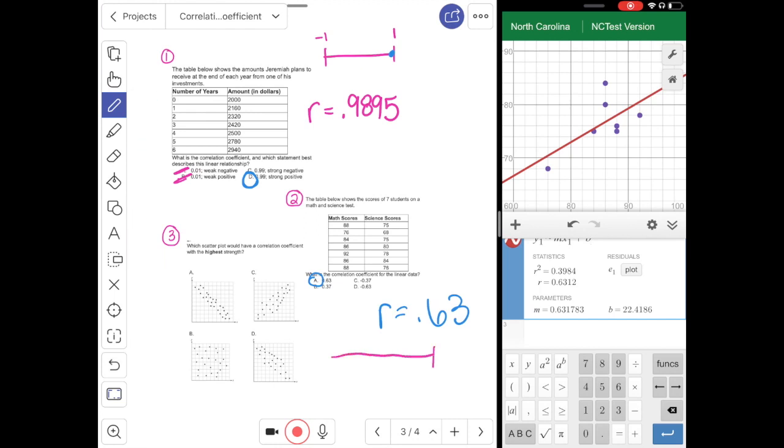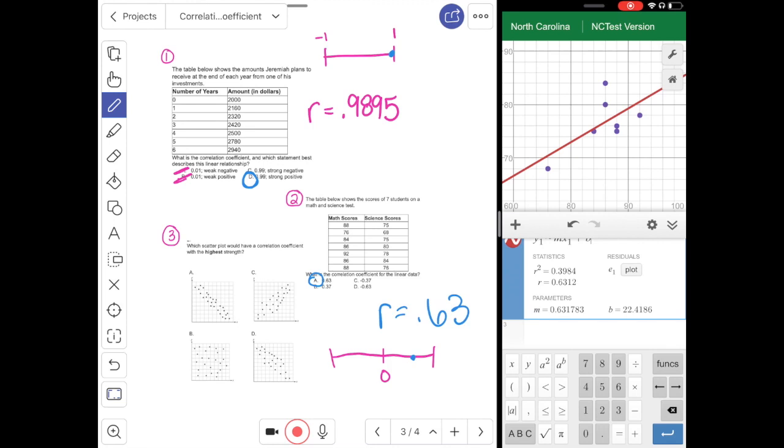If I look at it on the number line, 0.63 would fall between 0 and 1. Yes, it's a little bit closer to the 1, but I would still consider this a moderate. I wouldn't consider it strong. I wouldn't consider it weak or no relationship, but moderate.